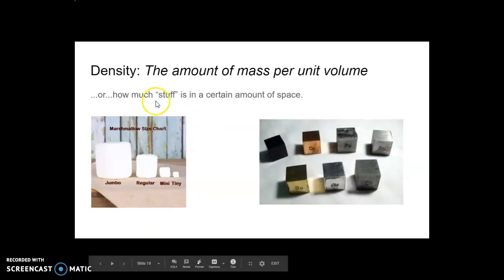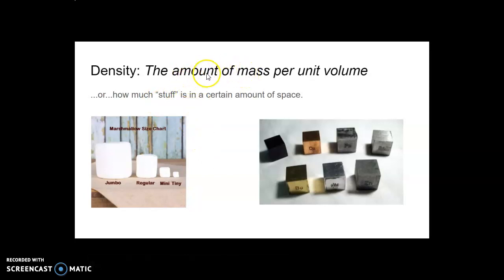So the definition of density itself, yes, you should write this in your notebook, is simply the amount of mass per unit volume. That's the fancy science way of saying it. The other way to think about it is how much stuff there is in a certain amount of space.